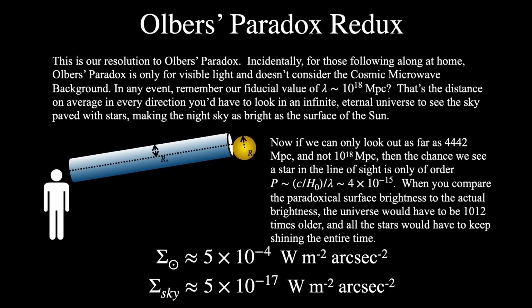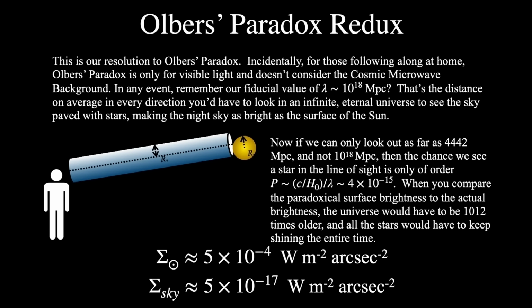Next, we can look at the result of the characteristic size scale of the universe due to an expanding, homogeneous, uniform expansion of the universe, is that it helps us solve Olbers' paradox. This is our resolution. Remember from the other time that we found that the characteristic fiducial size scale is about 10 to the 18th megaparsecs. If the universe is infinite and filled with stars, how far would we have to look in order to see a star? It's about 10 to the 18th megaparsecs.